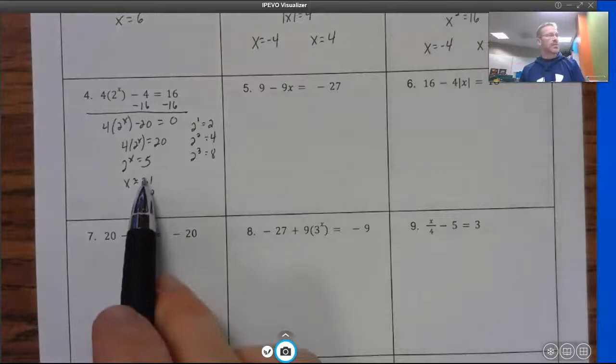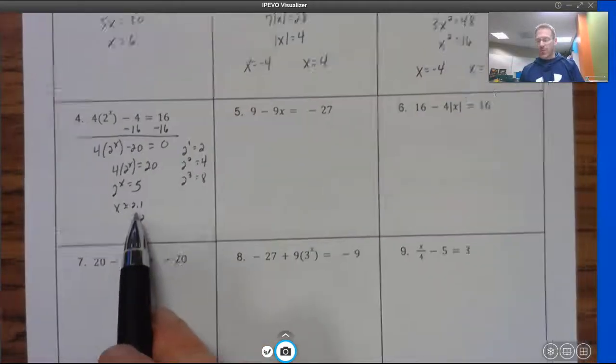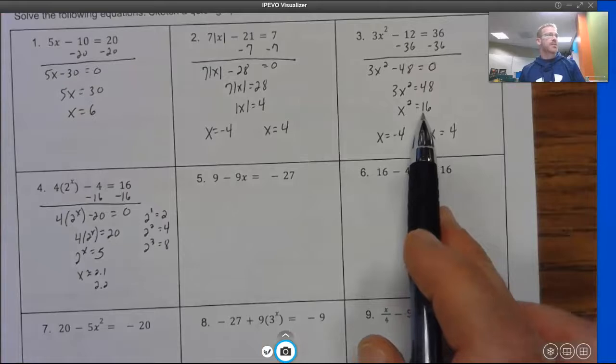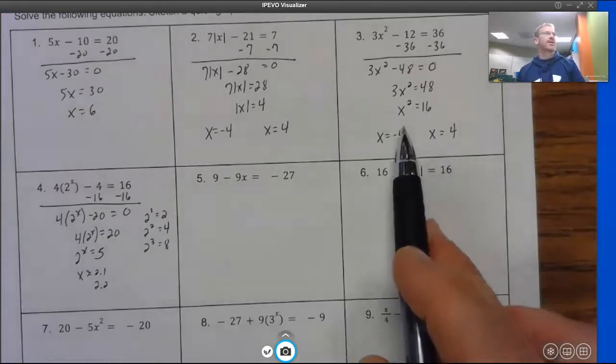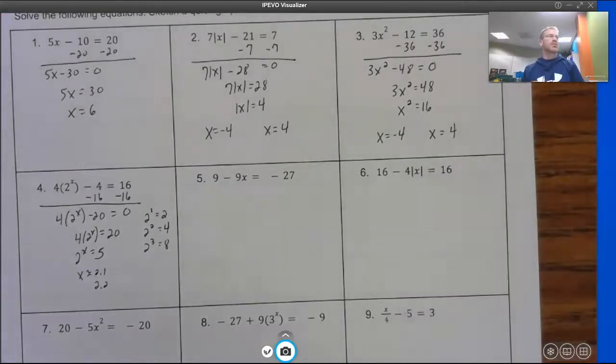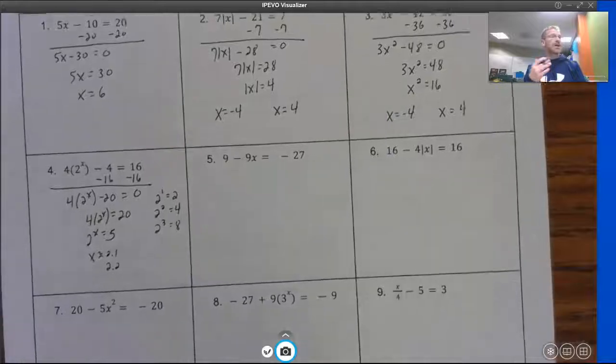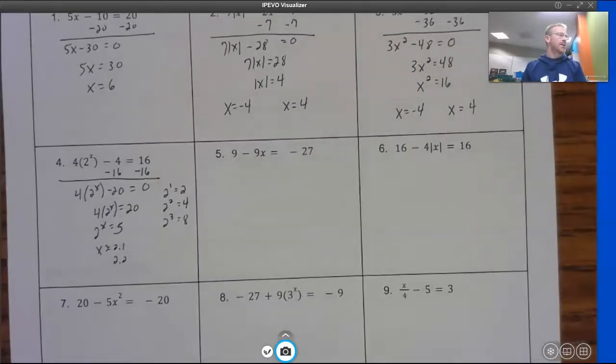So understand with some of these problems, it could happen with a quadratic as well, right? You may not get a perfect square. So for example, maybe this had been x squared equals 17, right? Then it'd been like negative 4.1 and 4.1. So you just want you to use some common sense, right? Mathematical sense, right? And estimate.